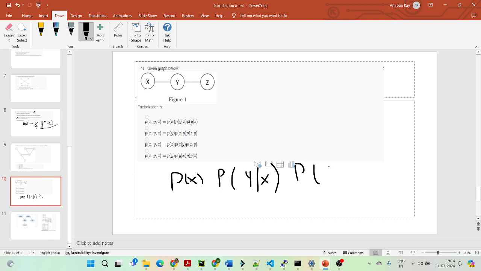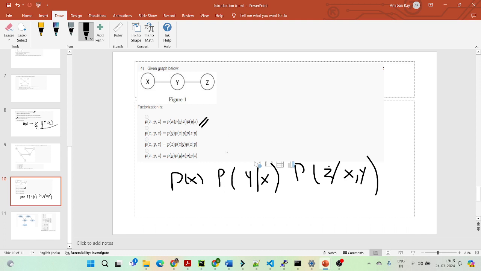Acha, p of y given. This actually will not work, okay? Because if you're writing the probability of y, now you have to write the probability of z first of all. Then only you can represent this, okay? Represent the joint probability. So this is the correct expression if starting with p of x, and so this is not given here.